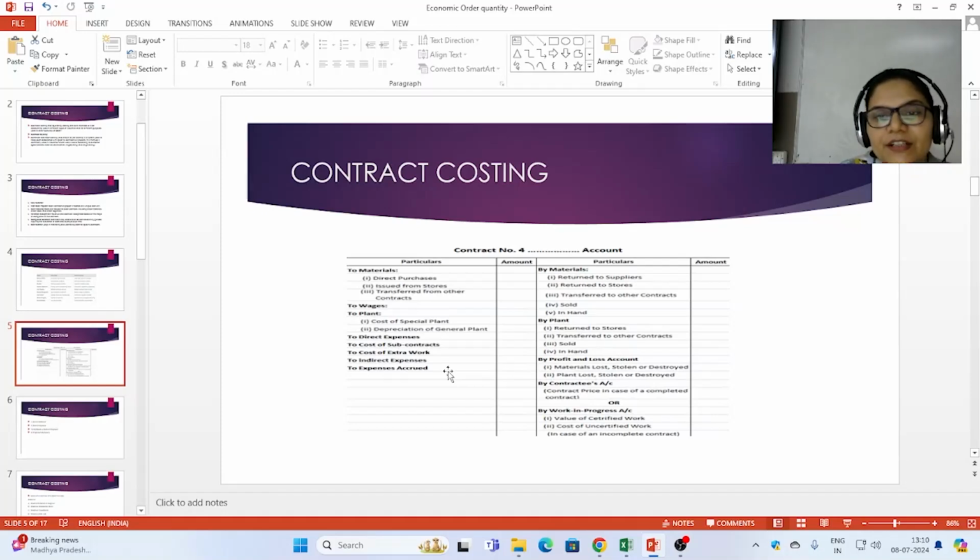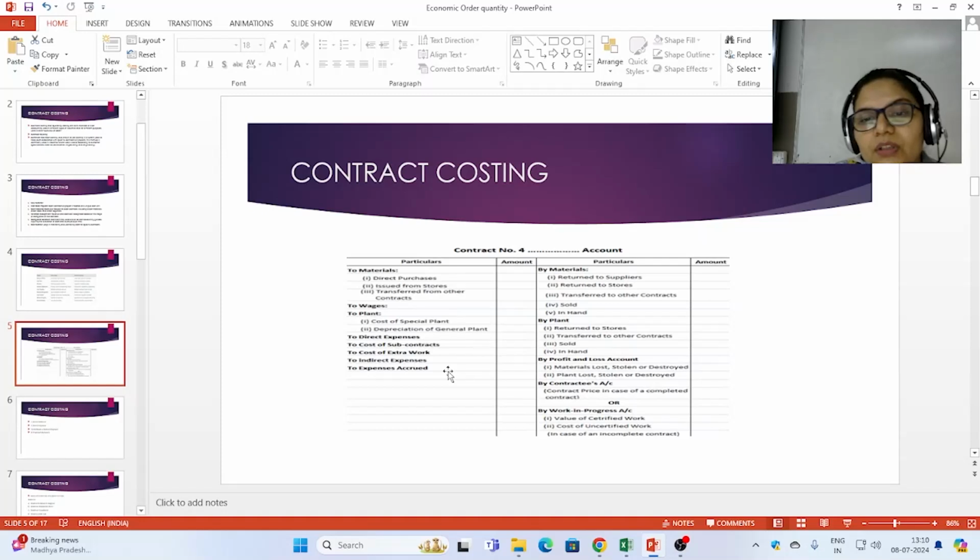Next is material transferred. Sometimes the contract account is credited with the amount of material transferred by the contract to the other contract, by debiting the transferring contract account. So the entry "by material transfer to" appears on the credit side of the contract account.